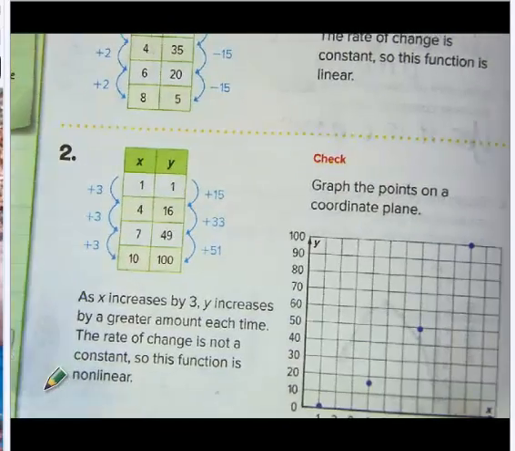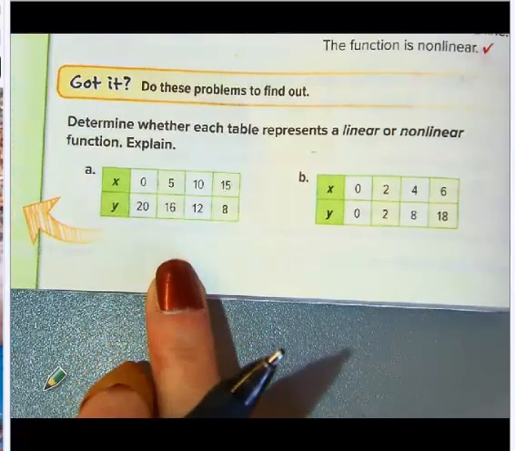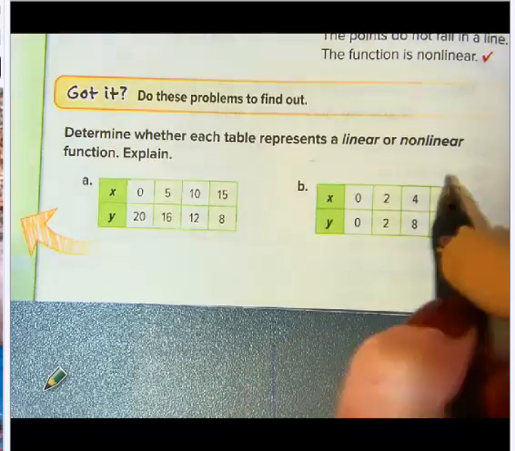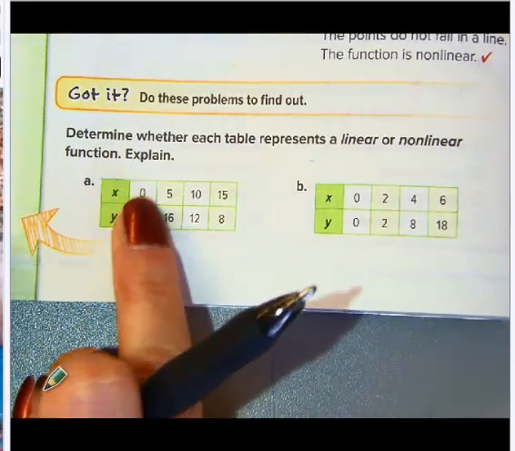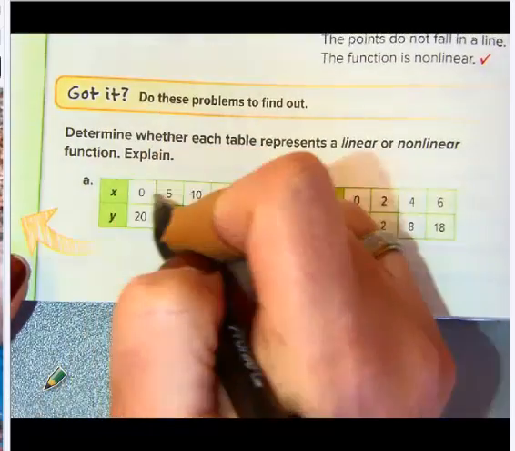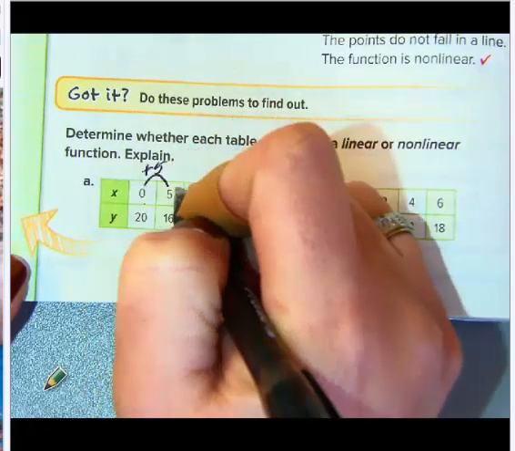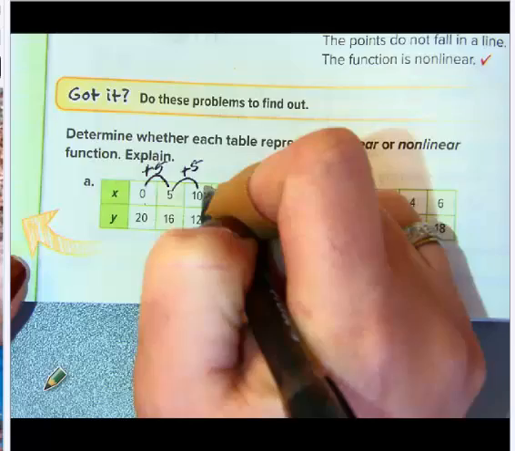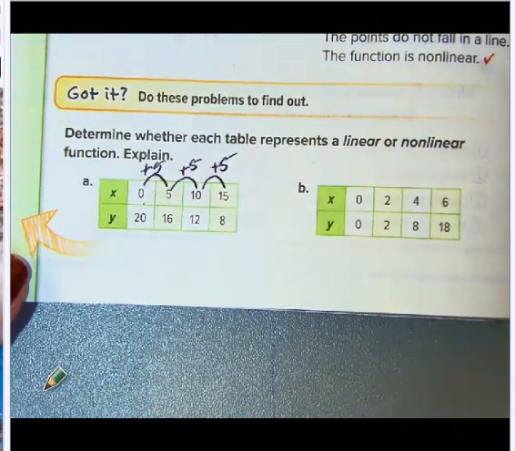So now it does some more examples for us talking about linear and nonlinear. Let's go down here to these tables. And we want to decide if it's linear or nonlinear. Remember, if it's linear, it's going to change by the same amount each time. If it's nonlinear, it's not going to change by the same amount. So let's do my change in x. Well, my change in x here is a plus 5. My change in x here is a plus 5. My change in x here is a plus 5. So far, so good. We're looking like it's going to be a linear function.